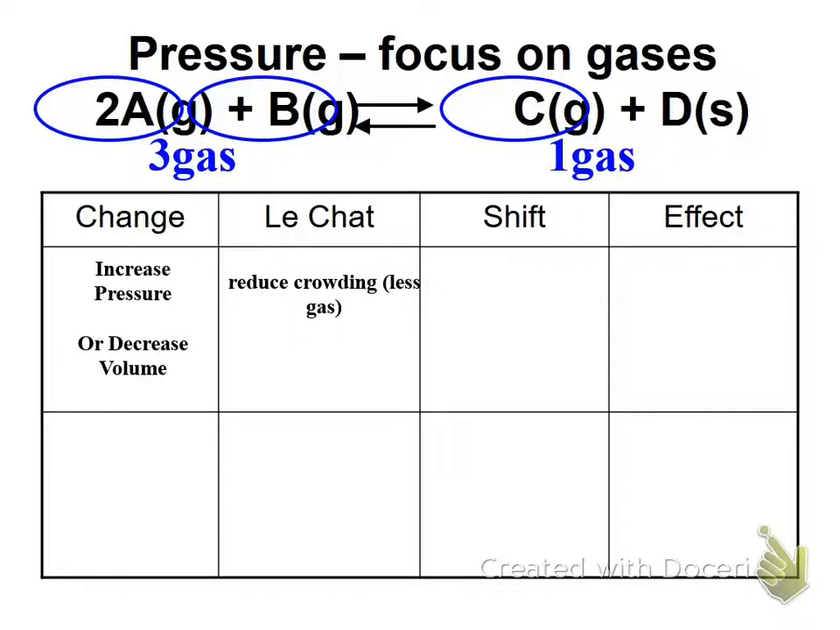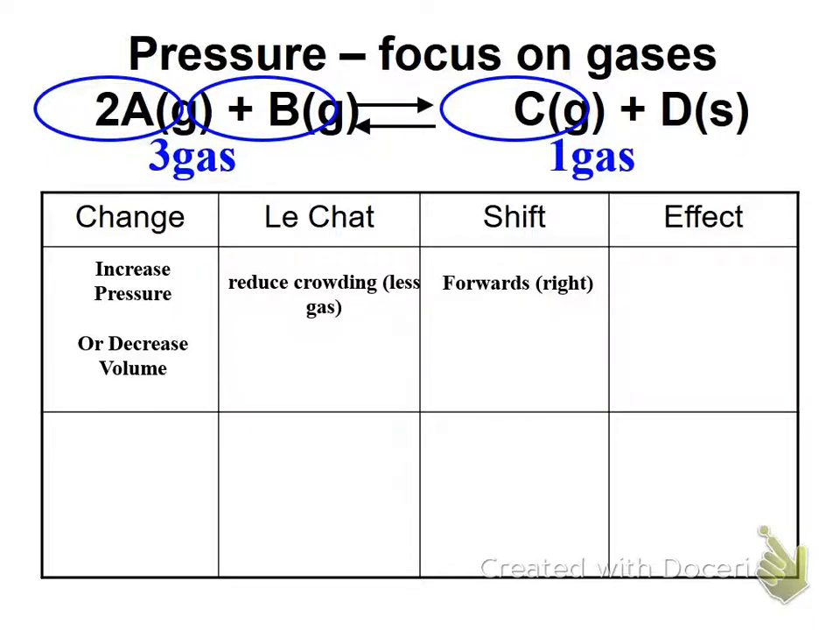Yes? So in this particular equation, which side would it favor? The left side or the right side? In this case, the right side. And why does it favor the right side? Because that is the side that has less gas. Is it always going to be on the right side? No, that's why you have to count the number of gases on each side.